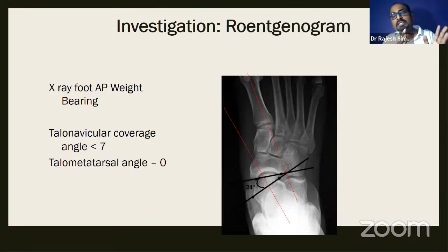So you've got to understand, when the posterior tibial is not functioning well, the opposing muscle is the peroneus brevis. And the peroneus brevis will take the forefoot into abduction. So as the severity progresses, the forefoot abduction increases. And that is why it leads to the talonavicular uncoverage. So that is where you've got to look. The talonavicular uncoverage happens over a period of time as the disease progresses. So you've got to see the talonavicular uncoverage.